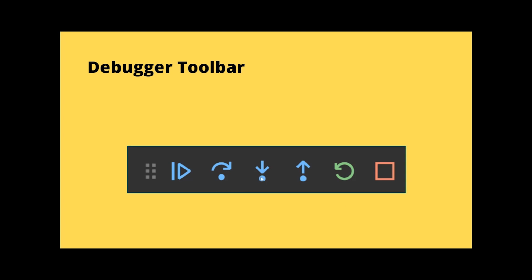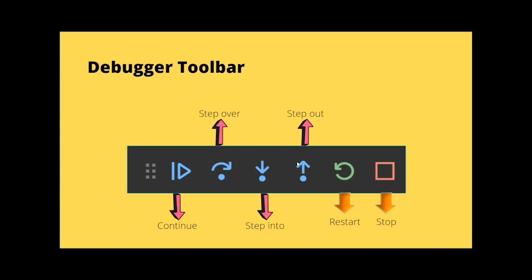So here's the debugger toolbar. Each button you see here is a step, and they're known as continue, step over, step into, and step out. And then we are left with two other buttons, which are restart and stop. Now we're going to discuss each of these steps in detail. But before that, what do the restart and stop buttons do? Well, as the name suggests, the restart button restarts the debugger, and the stop button stops it.